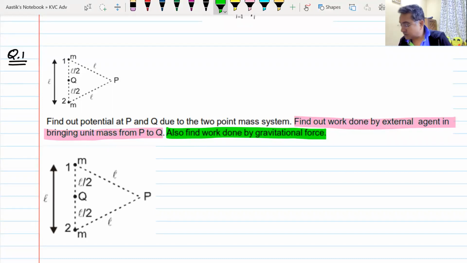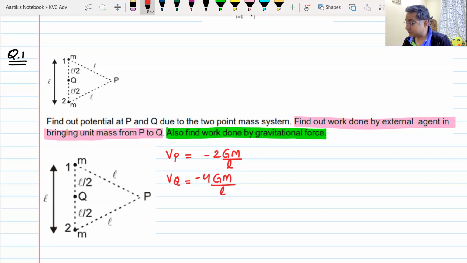So how are we supposed to do this? How do we find the potential at point Q? First, potential at P is minus 2 Gm by L. Agreed. What is the potential at point Q? Minus Gm by L? Or else minus 4 Gm by L.